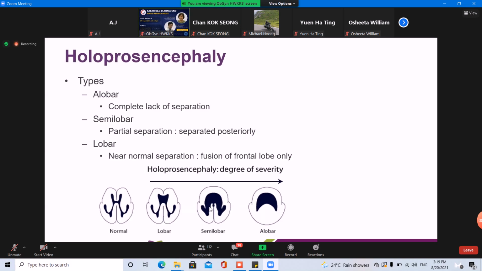The most common type is still the semilobar type. The lobar type is the rarest, and it is the most difficult to pick up because the separation is near normal and the fusion is in the frontal lobe only. It's just here a little bit, and almost all of the brain is separated.